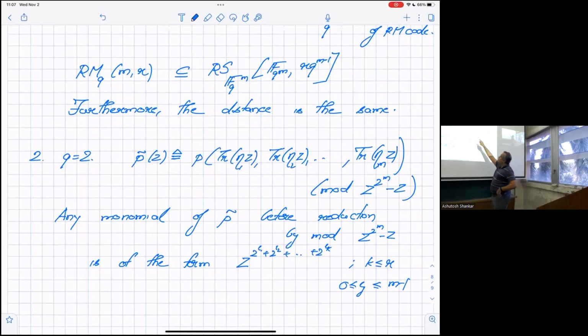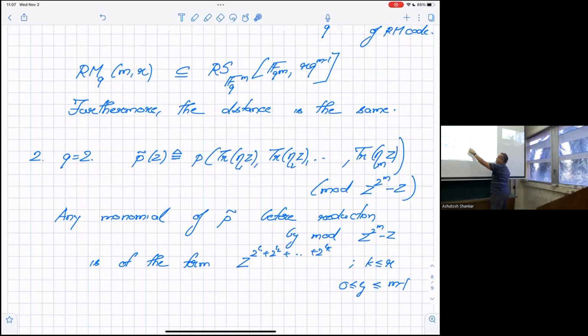Because anything in the Reed-Muller world is going to just take a product of k guys. And if I multiply them, any monomial that I get is going to be of this form. It's going to be 2^(i_1) plus 2^(i_2) all the way up to 2^(i_k), for some k less than or equal to r. The i_j might be the same, I don't care. So all the monomials look like this.